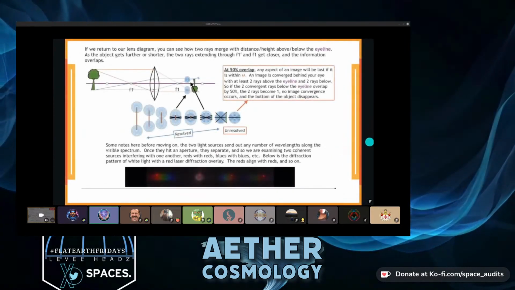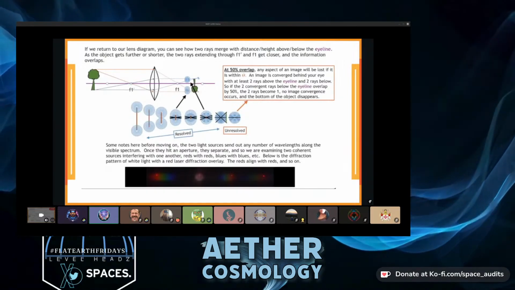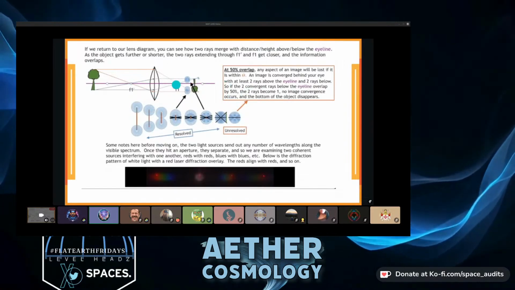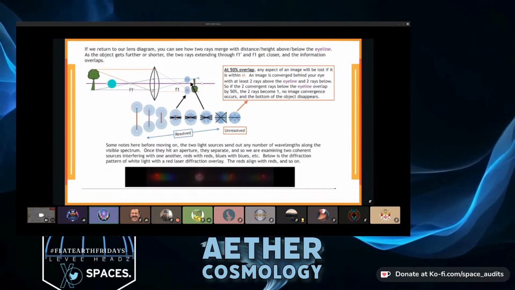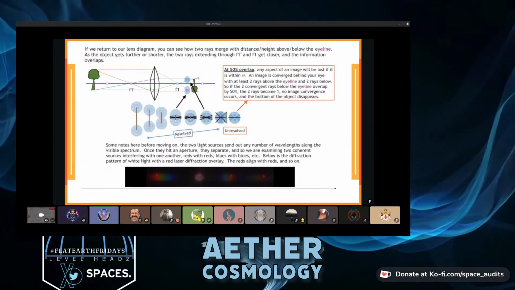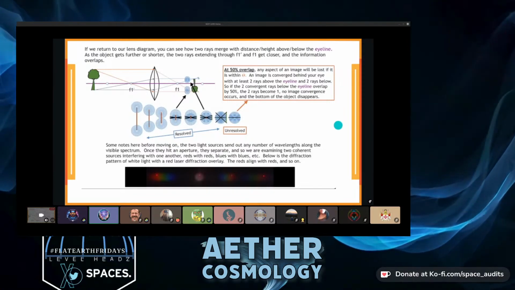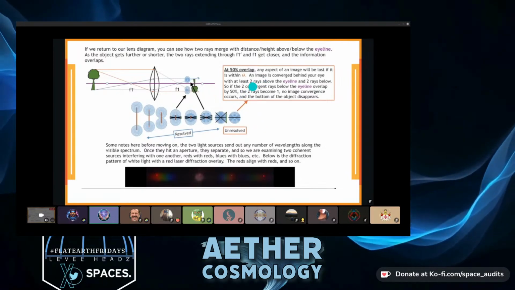And then a little bit more application before we bring it back home for how we're going to apply it for our Eratosthenes measurements, of course. So this is, again, the lens diagram, assuming that a human eye is a lens and it has angles for light that we're going to intersect at and be able to see. And then it computes the math based on this. But it says, if we return here, the object gets further and shorter, the two rays through F1 prime and F get closer and the information overlaps.